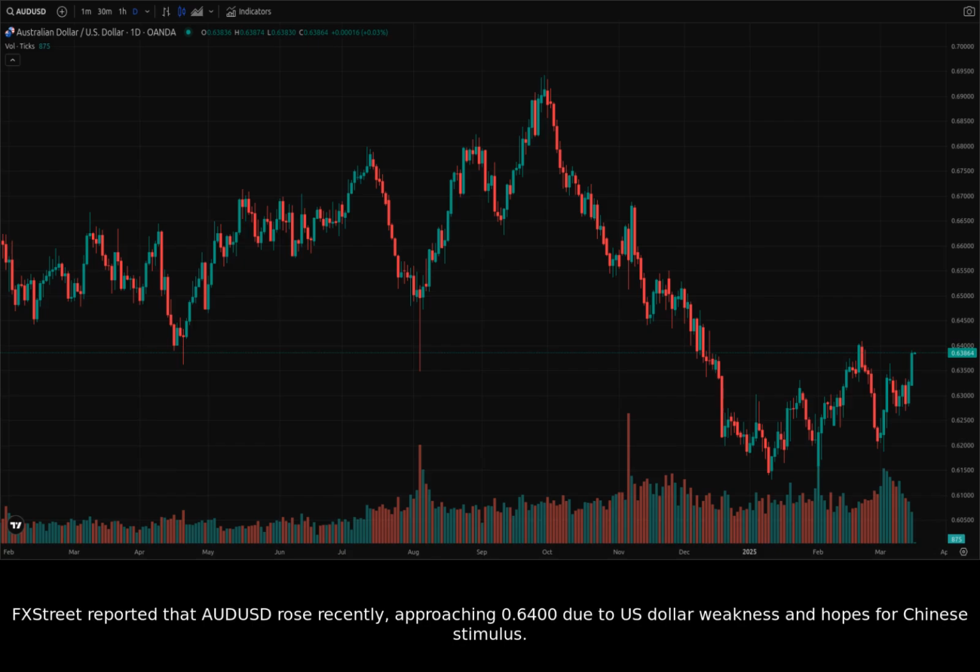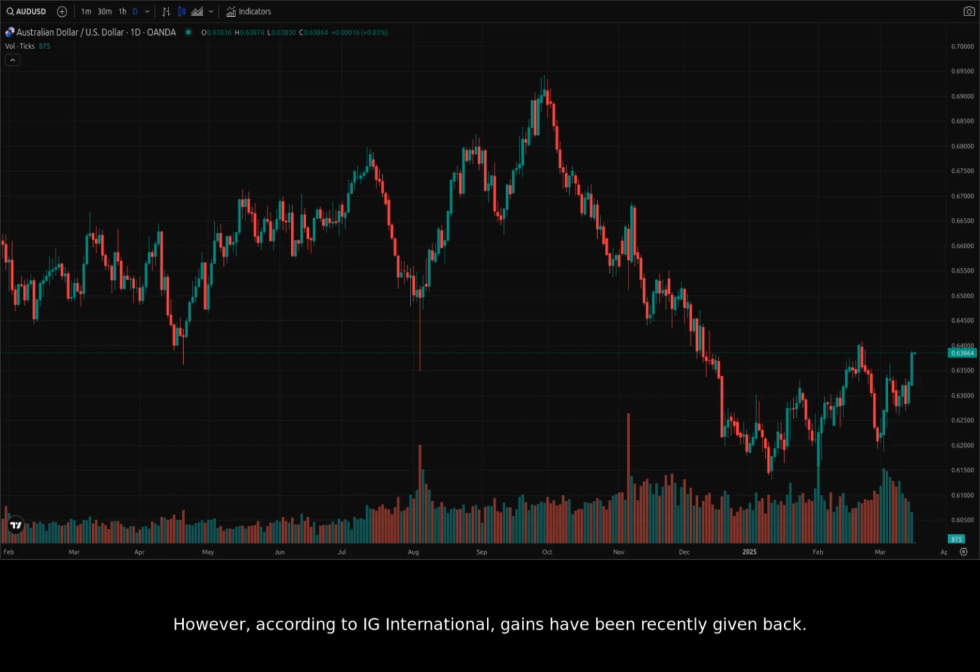FX Street reported that AUDUSD rose recently, approaching 0.6400 due to US dollar weakness and hopes for Chinese stimulus. However, according to IG International, gains have been recently given back. Let's correlate these reports and observations with what the AUDUSD chart data is showing.